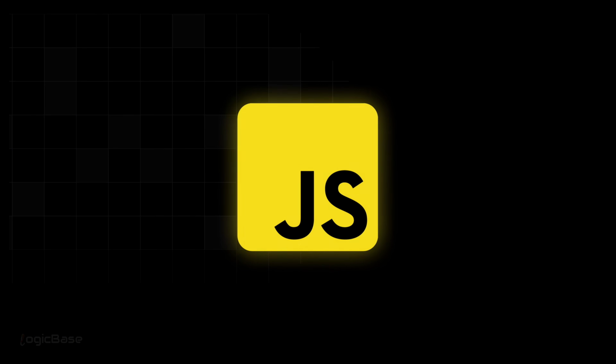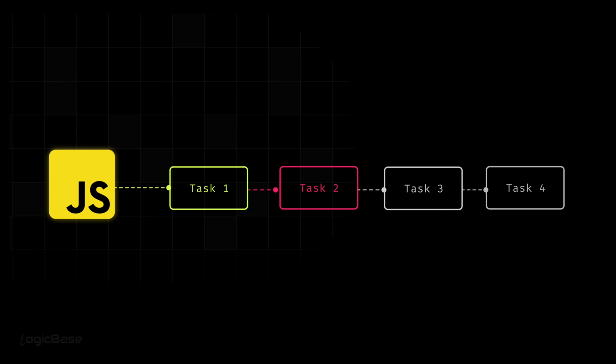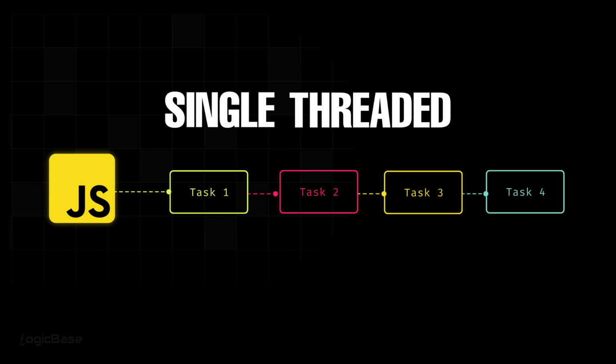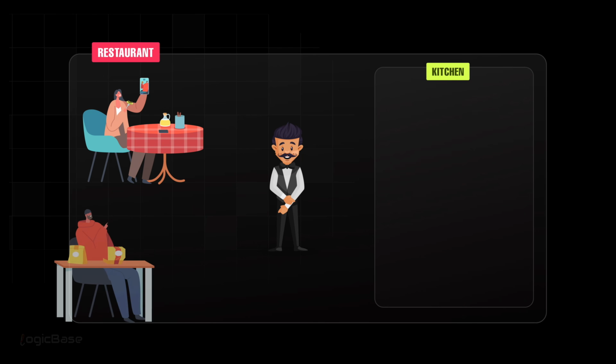By nature, JavaScript cannot perform multiple tasks at once. It runs one operation at a time, which is why it's called a single-threaded programming language. What does that actually mean? Let's imagine a restaurant scenario. Suppose a restaurant has 2 tables and 1 waiter.